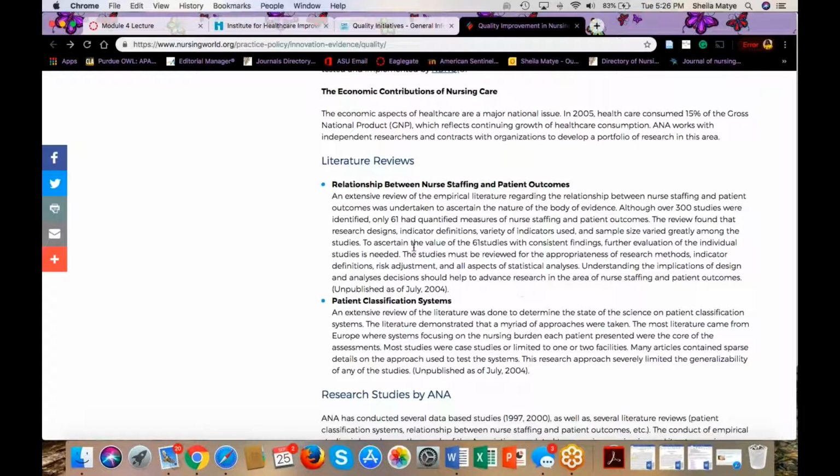Okay, it gives you a little bit of review here and here, but then you're going to have to dive in further and look at the research that they give you, which is usually at the bottom of the page, to find out where you can find this information, because it's not all going to be there. You're going to have to look for it.